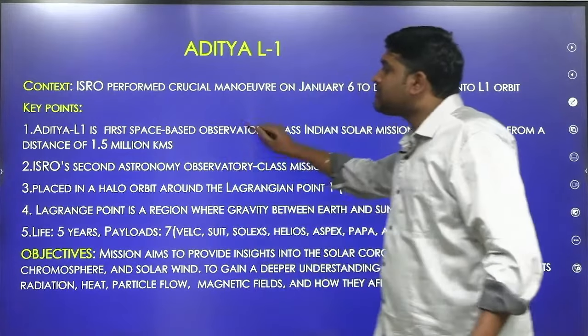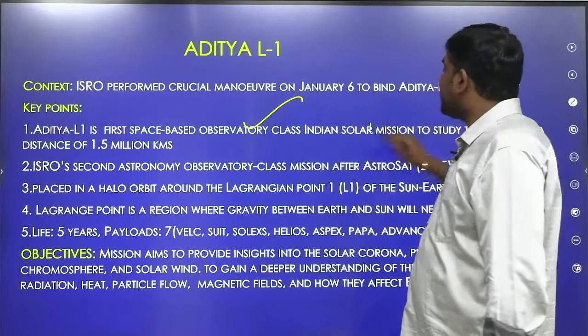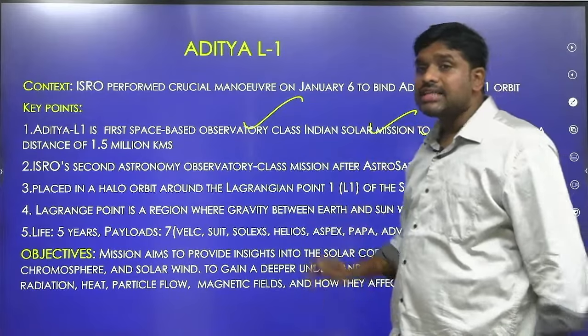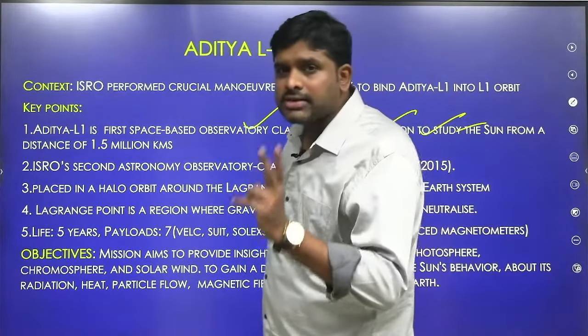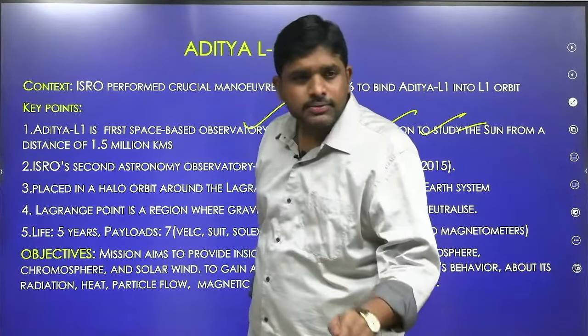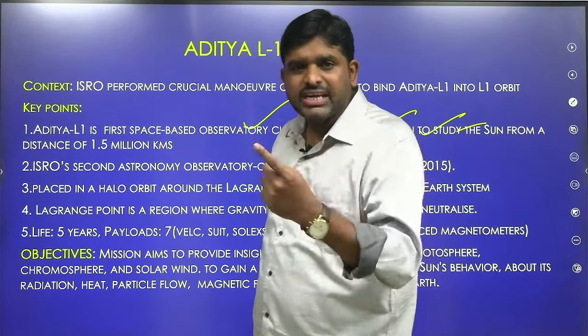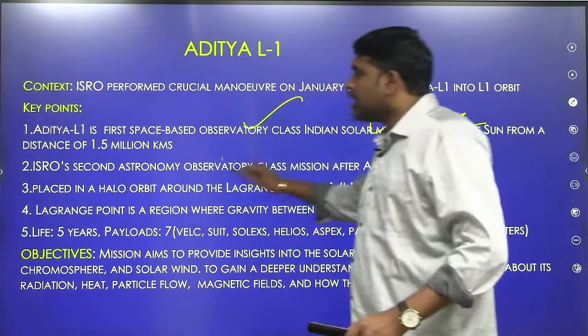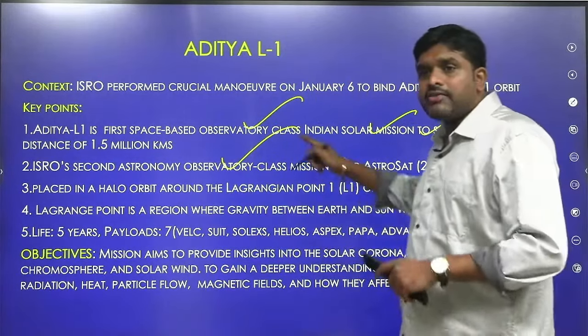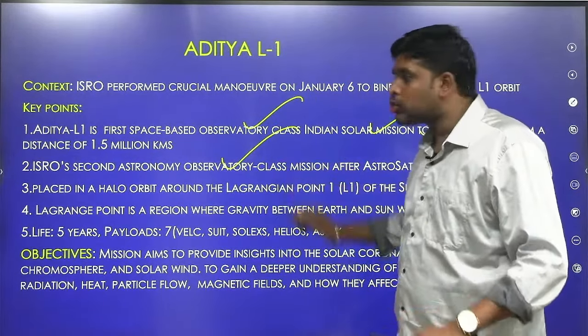Aditya L1 is the first space-based observatory-class Indian solar mission to study the sun. Studying astronomy, it is the second. But studying the sun, it is the first. It is ISRO's second astronomy observatory: first for the sun, second for astronomy.